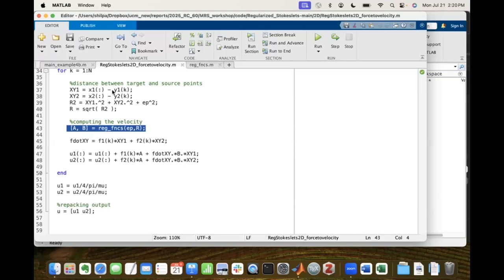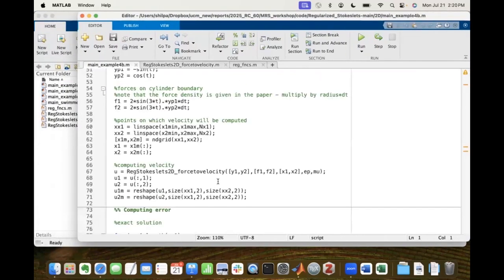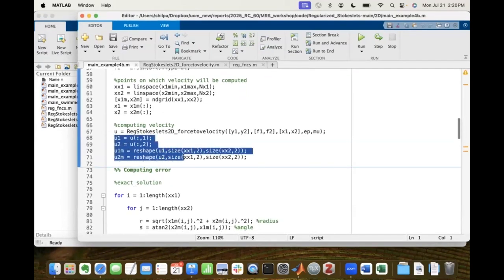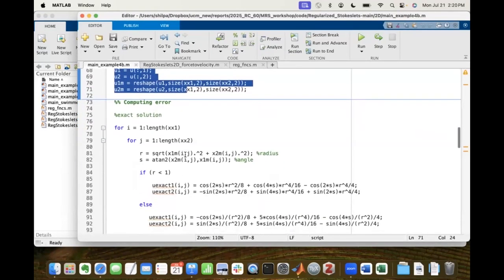So this is going from the force to the velocity. Instead of going through a loop like this, it builds a matrix and then does the inversion. Okay, so it's the exact same function that's being computed. It just has to build a matrix and do the inversion. Once we have our velocity, we unpack and resize everything.